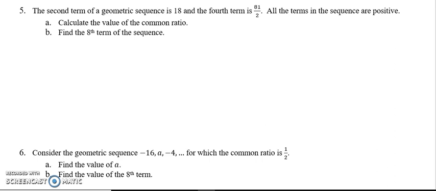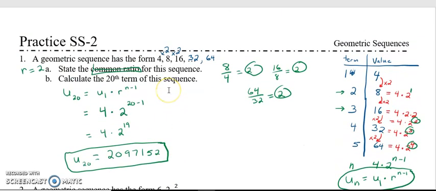All the terms in the sequence are positive, but the common ratio can be negative. So we could multiply by a negative number. If I were to come back up here to the top, maybe this could have looked something like 4, negative 8, 16, negative 32, positive 64, negative 128. In that case, my common ratio would have been negative 2 each time.